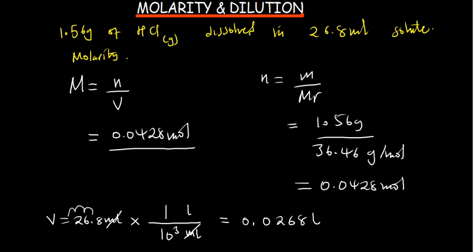So this is the value we are going to use. Make sure that you use the value that is given in liters, not in any other unit. So you have got moles per liter. If you punch this value on your calculator, you should be able to get 1.60 moles per liter. That's molar. So this is going to be the value here.